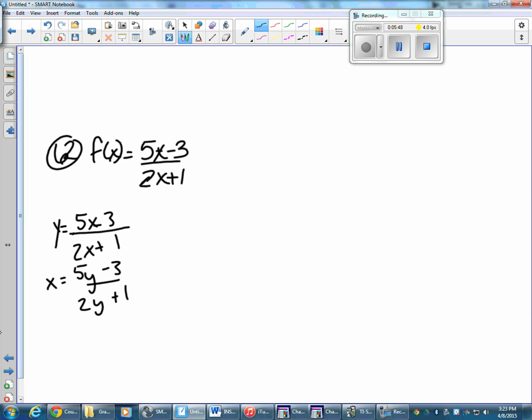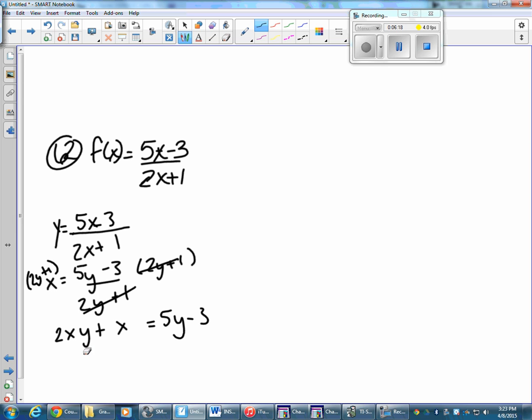Problem is I've got two y's, so I'm going to end up having to get them together and then factor and things like that. So the first thing I need to worry about is this has a fraction, so I want to get rid of that fraction. So multiply by 2y plus 1, and you've got to do that on both sides. Over here it cancels, so over here I just have 5y minus 3, and over here I have x times 2y plus 1, which becomes 2xy plus x. X times 2y is 2xy, and x times 1 is x.